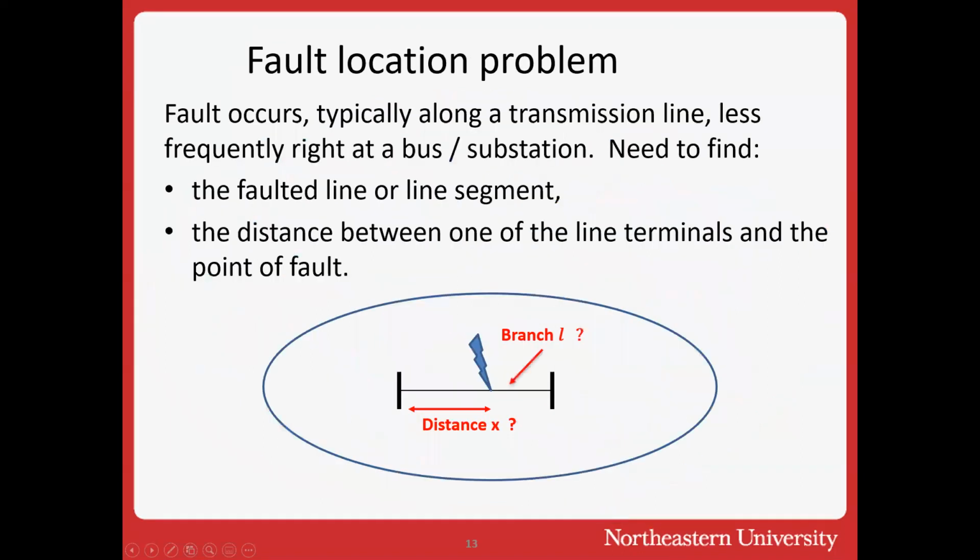Coming back to the fault location problem, as I said, there are two things that we would like to discover or recover. One is which branch is faulted. So I'm interested in finding out the branch number. And then, once I know that, I'm also interested in figuring out the distance from either terminal of the faulted line, so that I know exactly where the fault is. Therefore, I'm interested in figuring out this distance x.